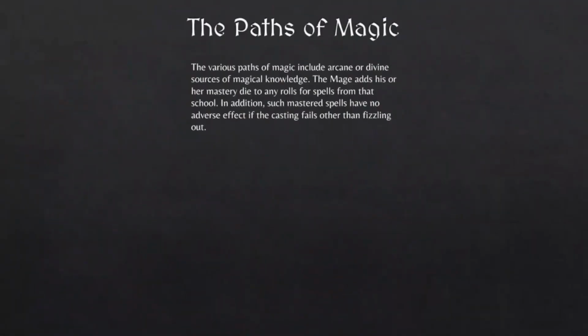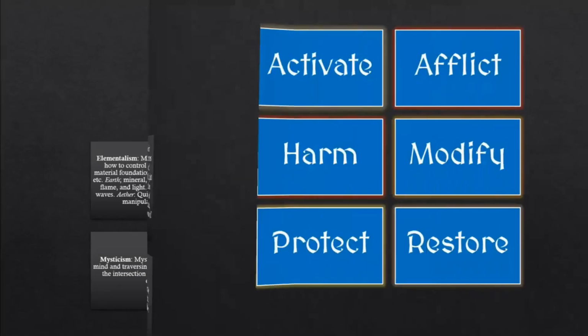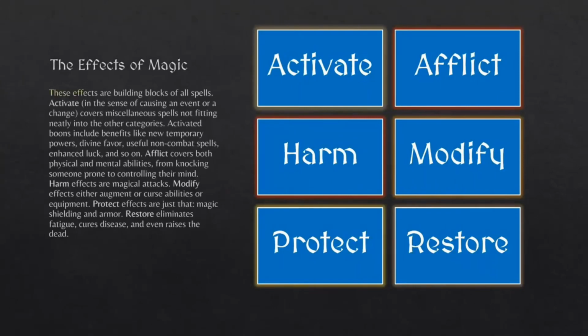Paths of magic. Various paths of magic include arcane or divine sources of magical knowledge. The mage adds his or her mastery die to any rolls for spells for that school. In addition, such mastered spells have no adverse effect if the casting fails, other than fizzling out. There are many paths and effects of magic possible. These effects are building blocks of all spells.